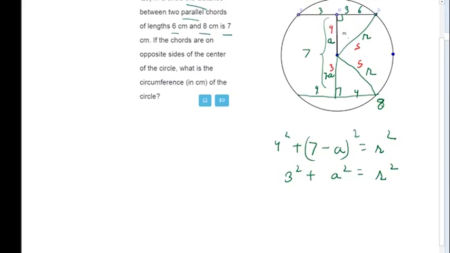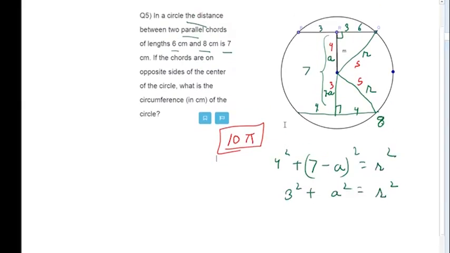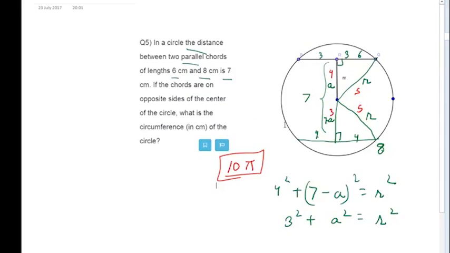And so we know the radius to be 5, so the circumference becomes 10 pi or 2 pi r. So you can solve the equations, or by observation also you can do. In the exam it will not come so easy, but at least you get some idea how you can solve such questions.